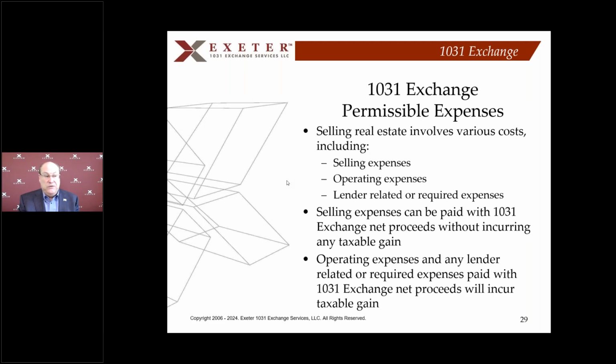So you could add up all those operating expenses and put out-of-pocket cash into escrow to offset those, and it would not be taxable. Most people probably just pay it through escrow. They pay a little tax on it. It's not a big deal. Whatever's up to you, whatever you prefer.